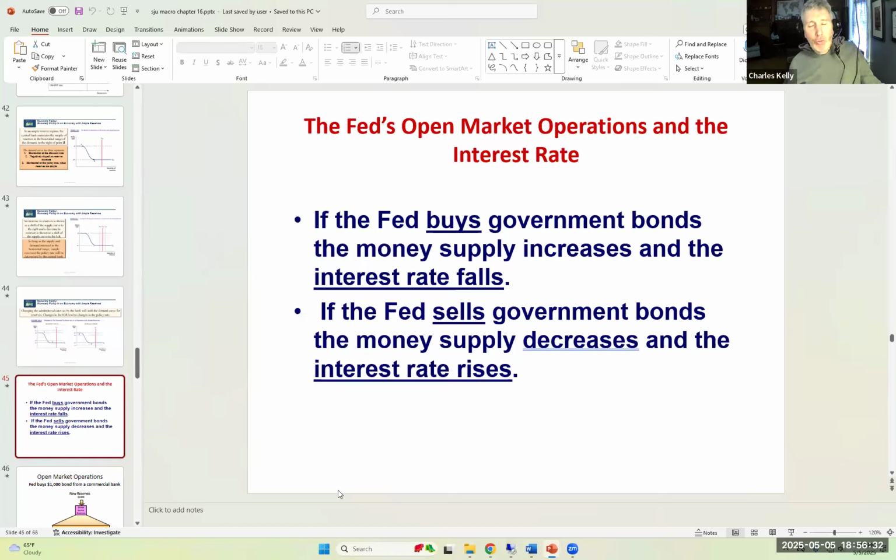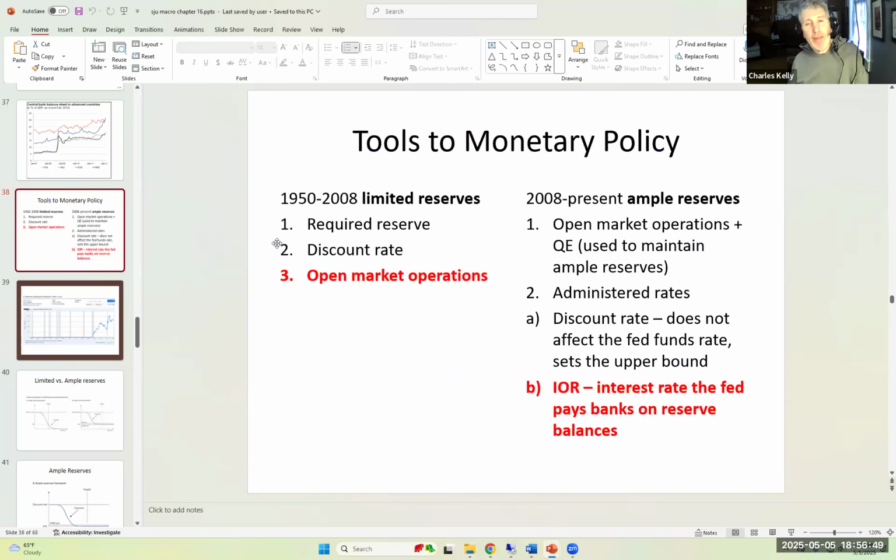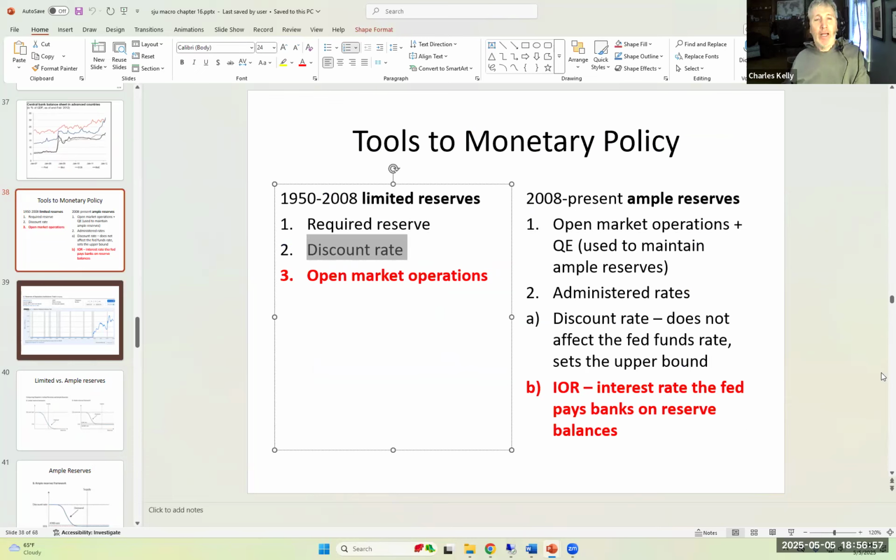The Fed buys or sells government bonds, which will affect interest rates, right? The Fed buys and sells government bonds. That's all we mean by open market operations. So this was really easy to teach before the financial crisis. We said, yeah, the Fed could change the required reserve ratio. Probably not going to happen. They'll use the discount rate as an announcement effect to signal where they're headed with monetary policy, but they're basically going to use open market operations.